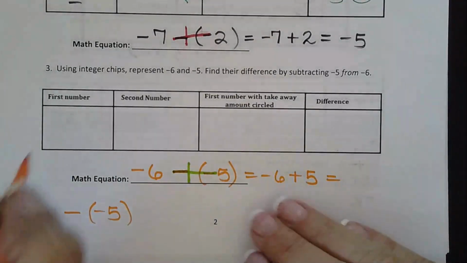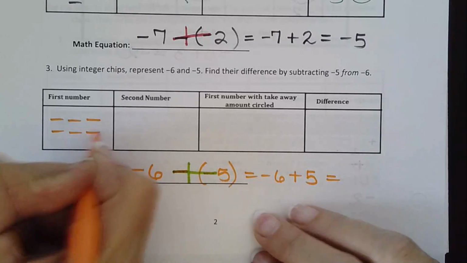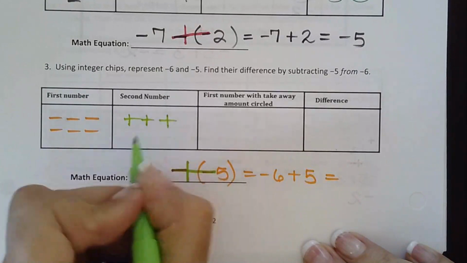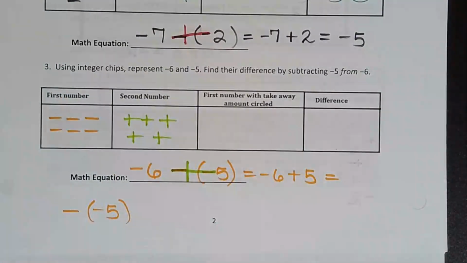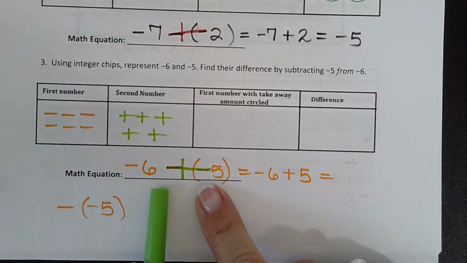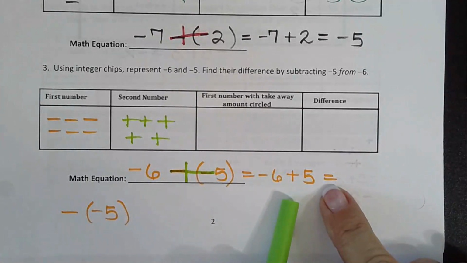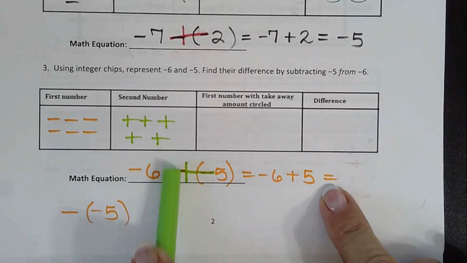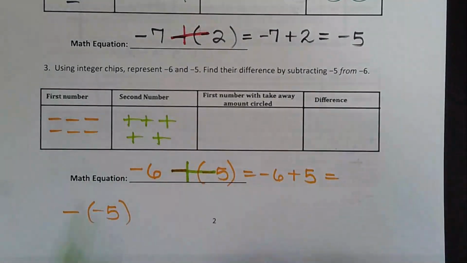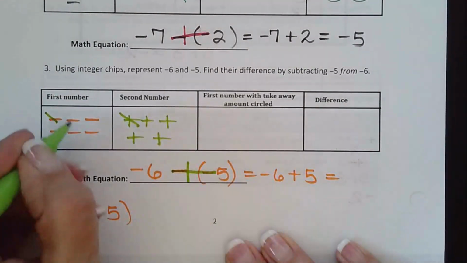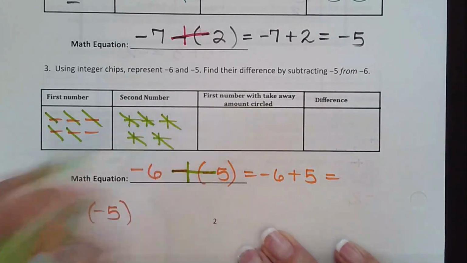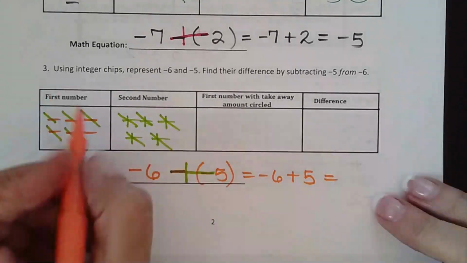So now I can do 6 negative chips and 5 positive chips. I like switching colors. I got tired of the red and yellow. So 6 negative chips, 5 positive. I don't look at the original problem for that. I look at the new problem. That's why you add the opposite first and rewrite the problem before you do the chips. So 6, that one's gone, that one's gone, that one's gone, that one's gone, that one's gone, and it looks like all we have left is 1 negative chip.